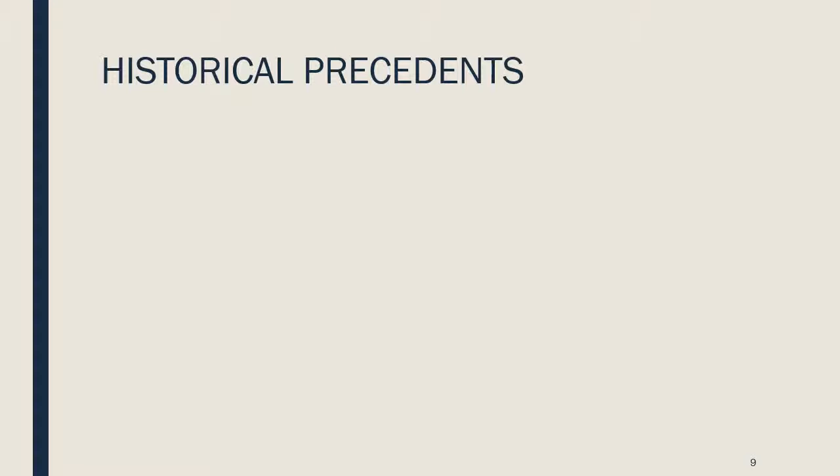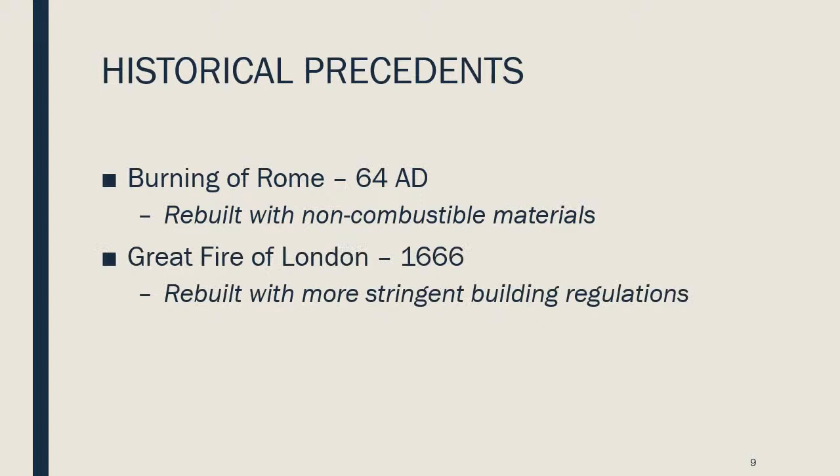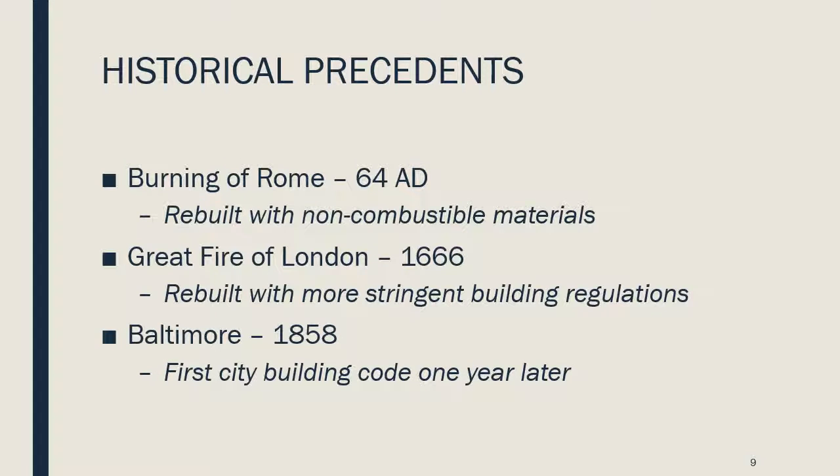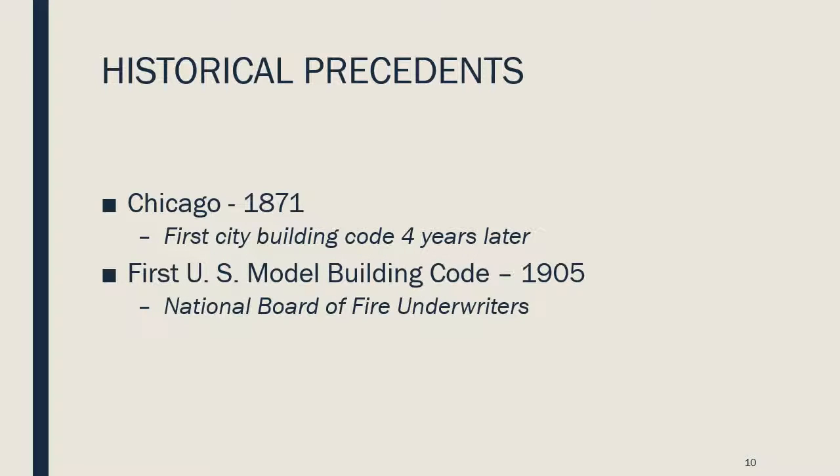So some historical precedents, we go all the way back to 64 AD in the burning of Rome, when it was rebuilt with non-combustible materials. The Great Fire of London in 1666 resulted in more stringent building regulations when it was rebuilt. And also the Baltimore Fire of 1858 led to the first Baltimore building code in the following year. The Chicago Fire of 1878 created its first building code 4 years later. And in 1905, the National Board of Fire Underwriters created the first model building code for the United States.